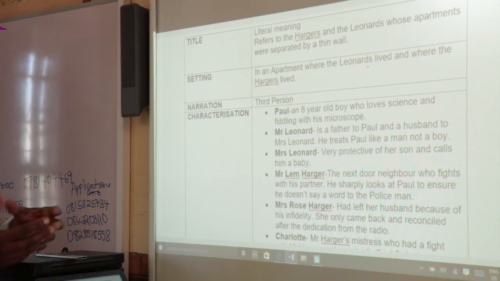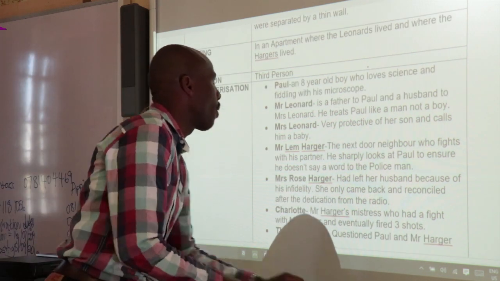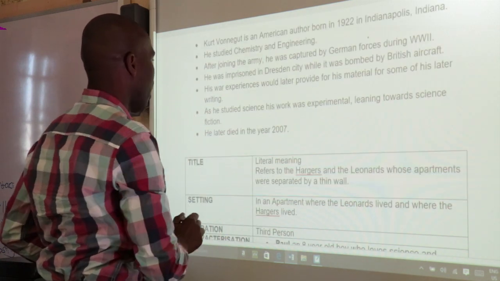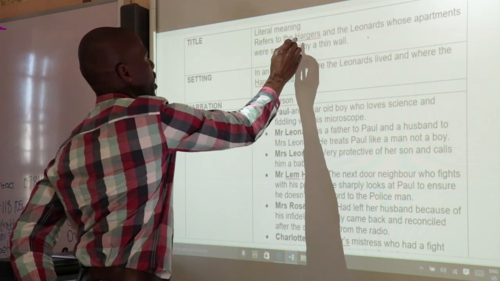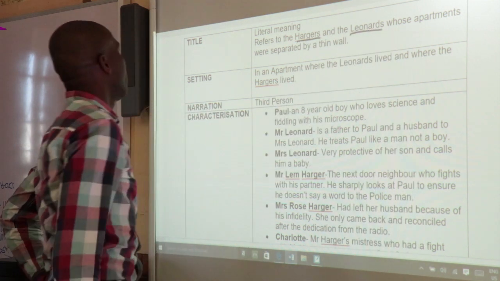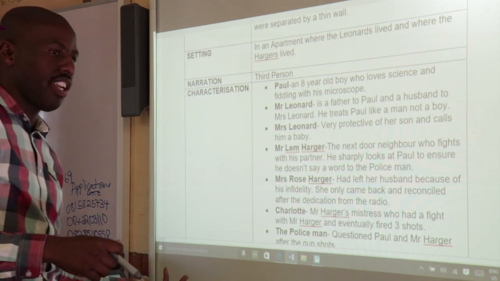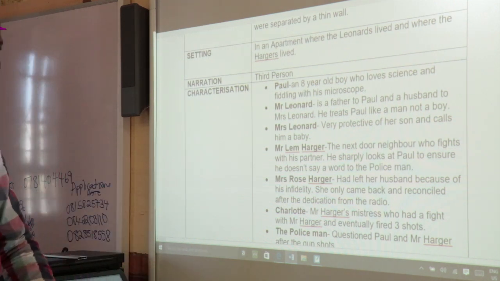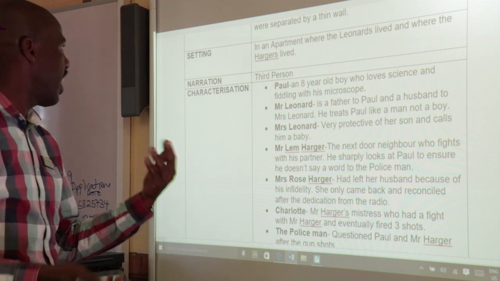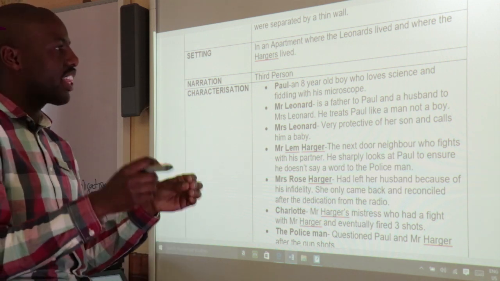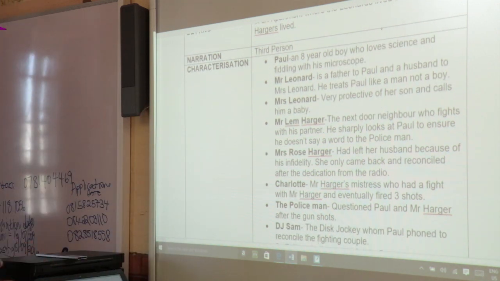So the setting is in an apartment where the Leonards lived and where the Huggers lived. So we've got our two families, the Leonards and the Huggers. Narration is third person narration. We normally have first person narration where the narrator is in the story using pronouns such as I, me, us. And here we've got a third person narration. So the person who's speaking is not there, but he knows what is happening. Third person or omniscient.